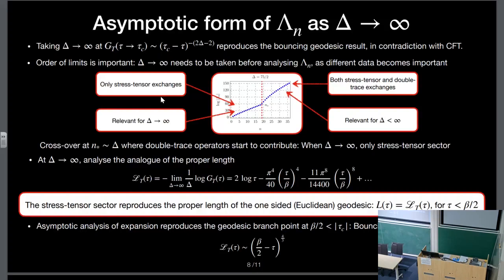And what happens to the singularity? If I do the asymptotic analysis for these terms, what I find, unsurprisingly, is exactly beta over 2, which is smaller than the critical point. So at infinite delta, you don't find any bouncing singularities. Okay? Now this is cool.